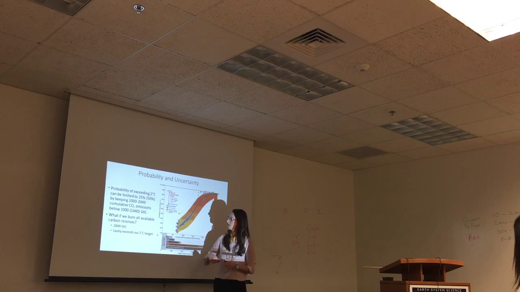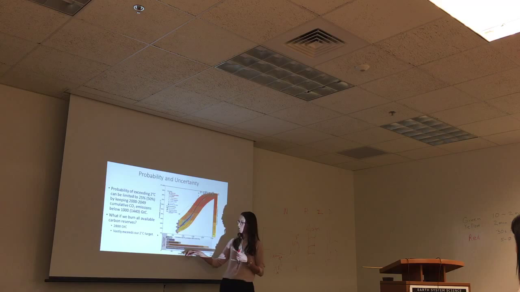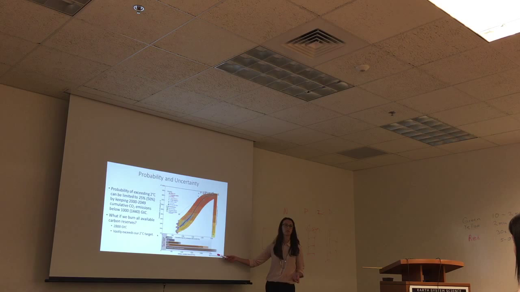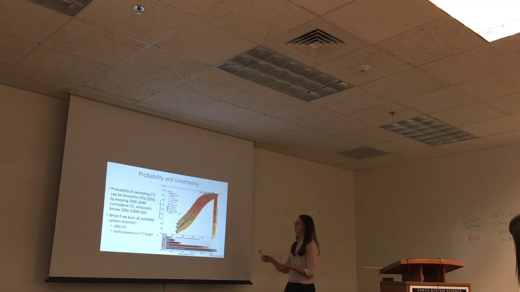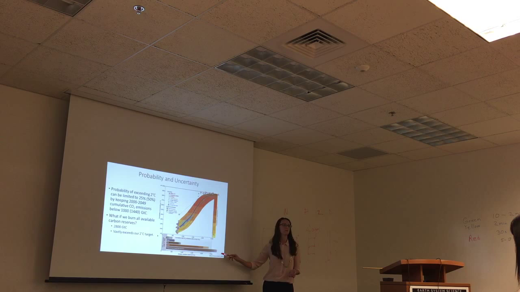And then this bottom panel is, well, what would happen if we burn all available carbon resources? So land use, gas, oil, coal, total fossil fuel reserves. We end up with 2,800 or 2,900 gigatons of carbon if we burn everything that the world has readily available. And remember, if we wanted to have an 80% chance of staying within 2 degrees, we needed something at about 1,000 gigatons of carbon. We're way over that, so we can't burn everything we have, or else we'll drastically exceed our 2-degree target.